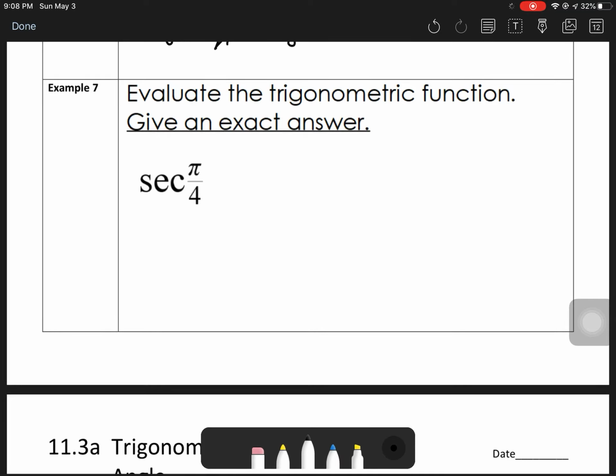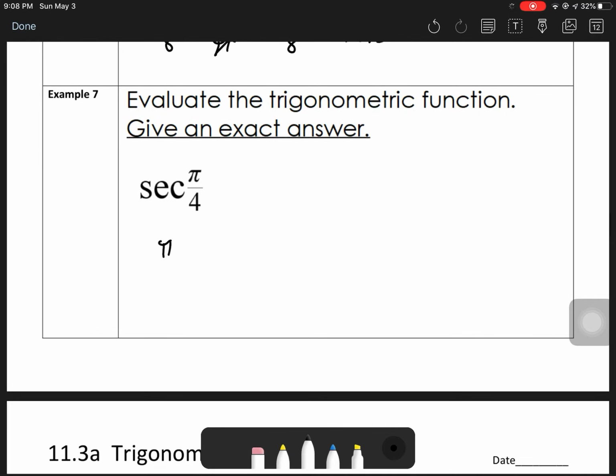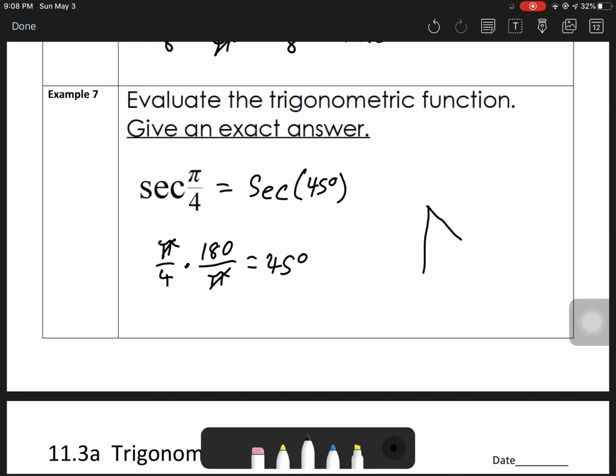Last one, evaluate the trig function for secant of pi over 4. Pi over 4, we did earlier. I'll quickly go ahead and do it again. Convert this to degrees. 180 divided by 4 is going to give us 45 degrees. So the secant of pi over 4 is the same as the secant of 45 degrees. Now 45, hopefully you guys recognize that that is a nice number we can use for a special right triangle.